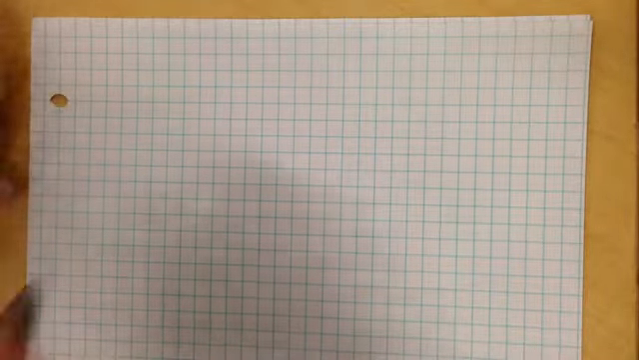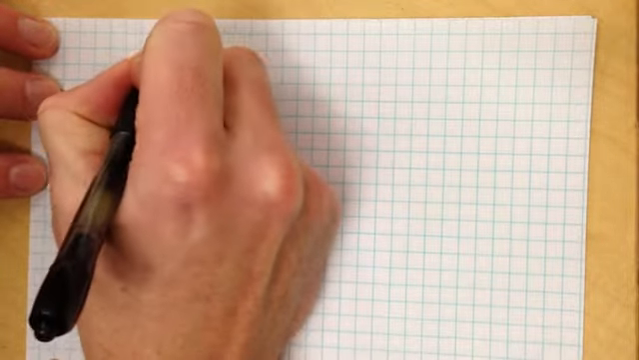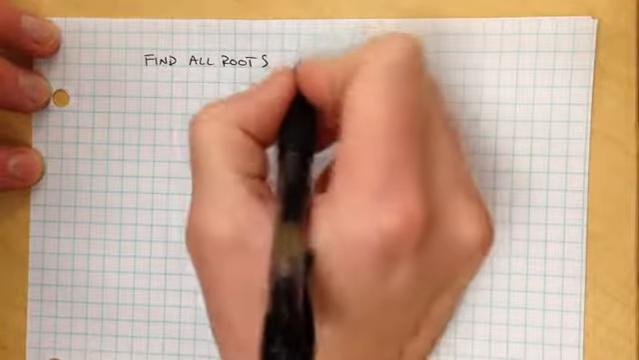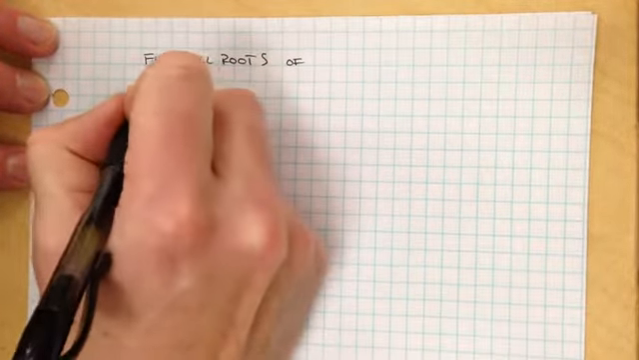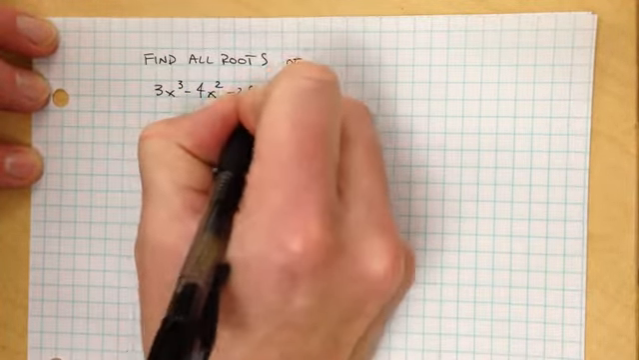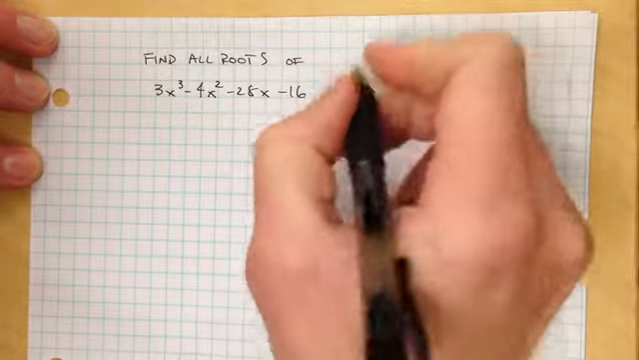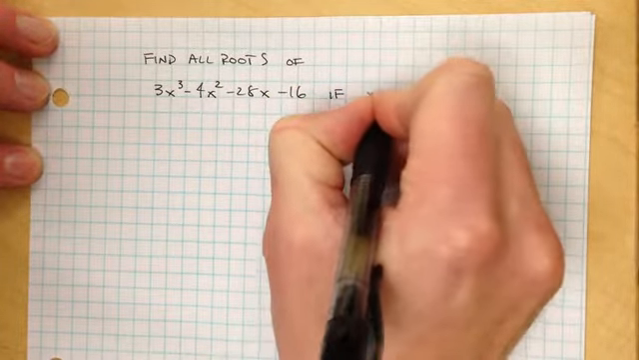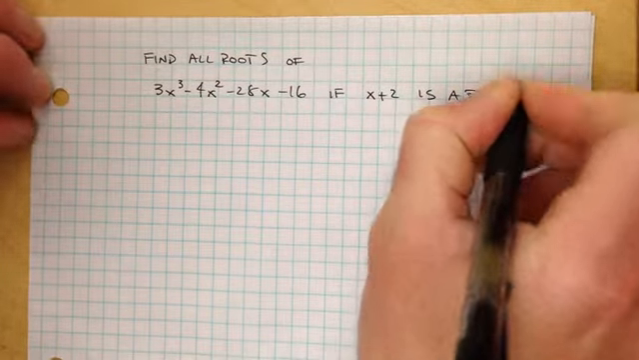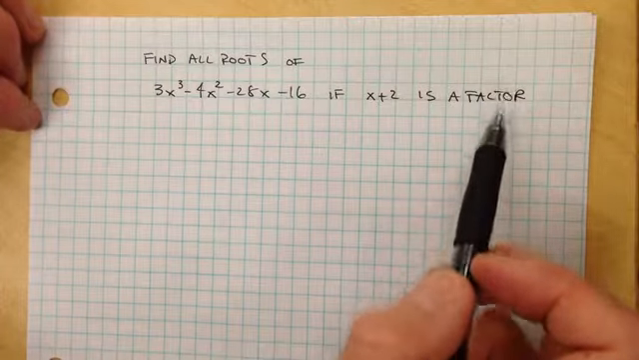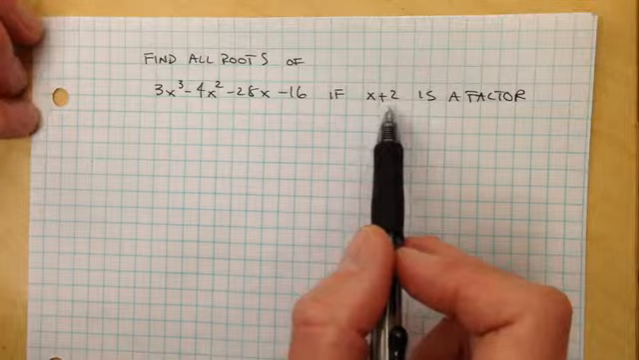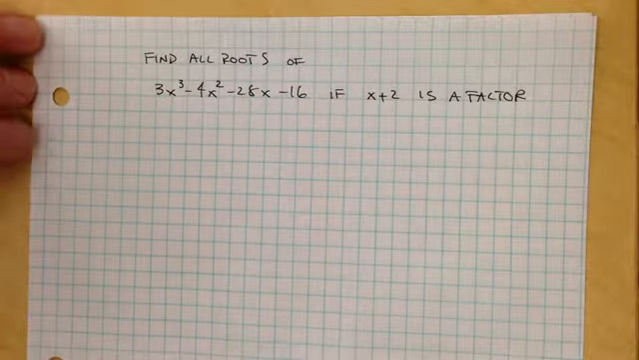I could ask you things like this. Find all roots of 3x cubed minus 4x squared minus 28x minus 16 if x plus 2 is a factor. Well, knowing that x plus 2 is a factor, you immediately know that one of the roots would be negative 2. Set that to 0 and solve that, so you could immediately jump to one of those answers.